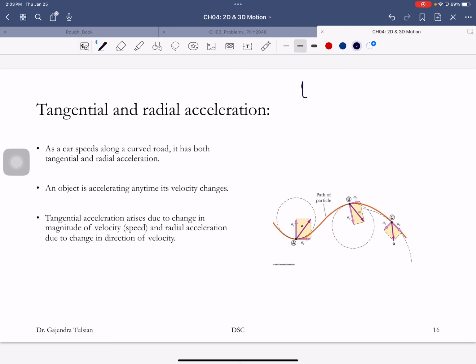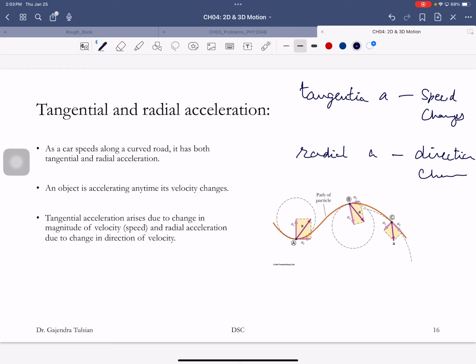You have tangential acceleration when speed changes. That is, when the magnitude of the velocity changes. And you have radial acceleration when the direction changes. Okay, and of course, if you have both speed and direction changing, then you have both accelerations.